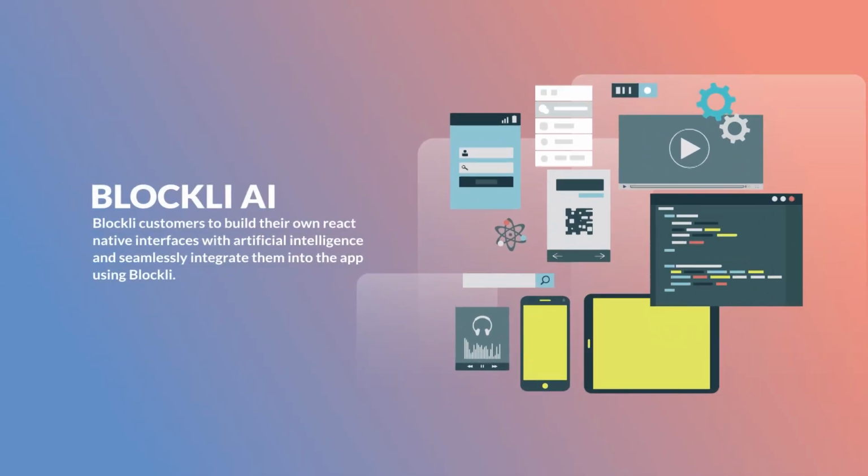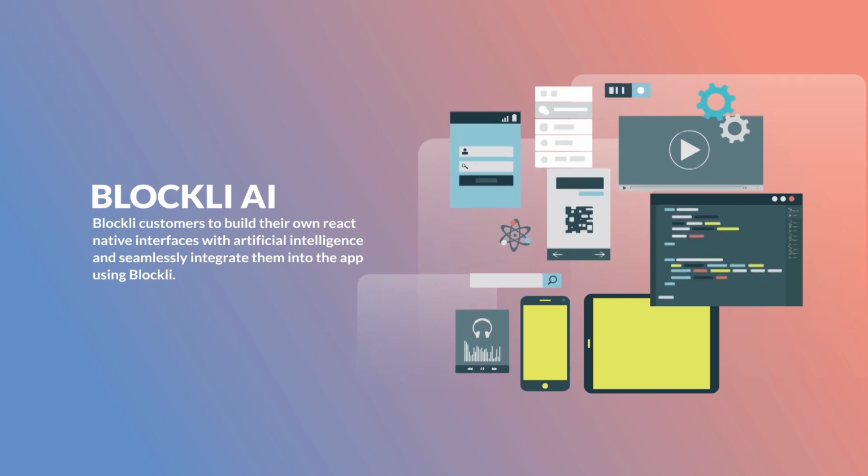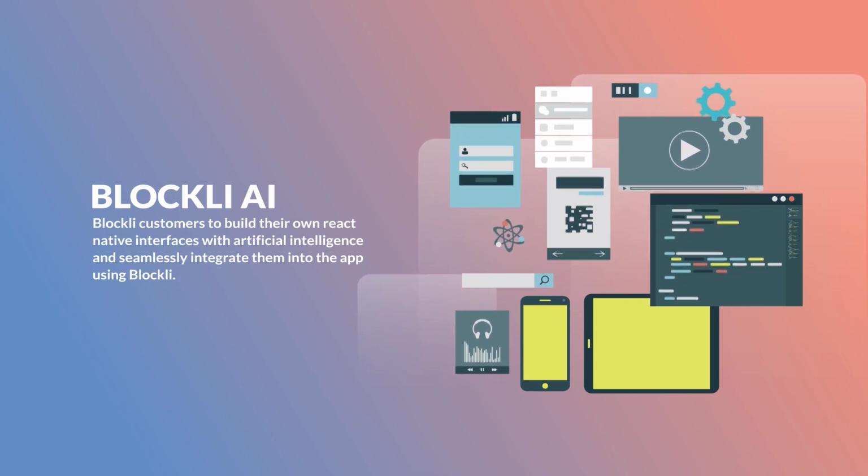The first year of Blockli has been about understanding how to interact with the BuddyBoss app from an external code repository. With the help of the BuddyBoss team, we've optimized that process to support code scaling, and we have developed an ingenious system for creating and deploying BuddyBoss UI components quickly through artificial intelligence. By next year, we plan to increase the number of BuddyBoss app UI components to over 1,000. We're even exploring options that can enable Blockli customers to build their own React Native interfaces with artificial intelligence and seamlessly integrate them into the BuddyBoss app using Blockli.